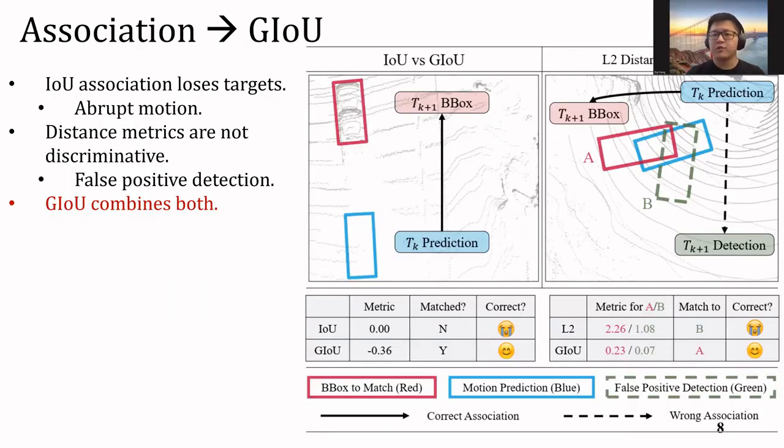Previously, when people do association, they can use some association metric such as IOU or L2 distance. However, if we use IOU, it is not flexible enough. If the frame rate is really low and the agent is moving abruptly, the IOU may lose the target. However, if we use L2 distance, it is not discriminative enough to be aware of, for example, the orientation. And in that case, they may associate this false positive detection B to the motion prediction, the blue bounding boxes, instead of the true positive A. So to overcome the disadvantages of these metrics, we propose to use GIoU, generalized IOU, which combines the best of two worlds and can be better than both of the methods.